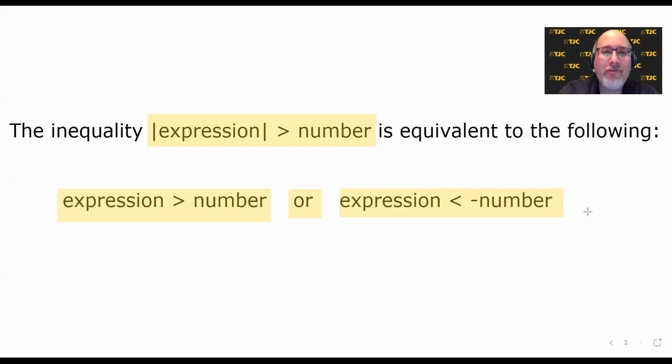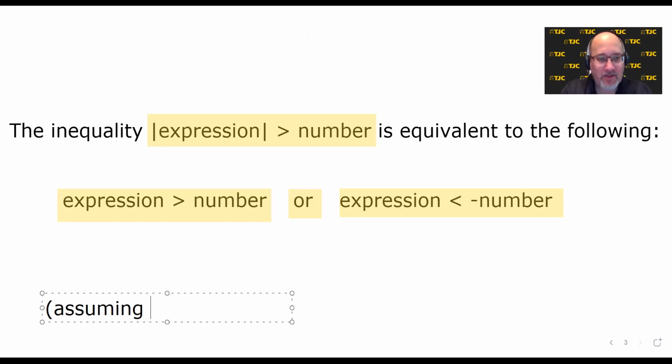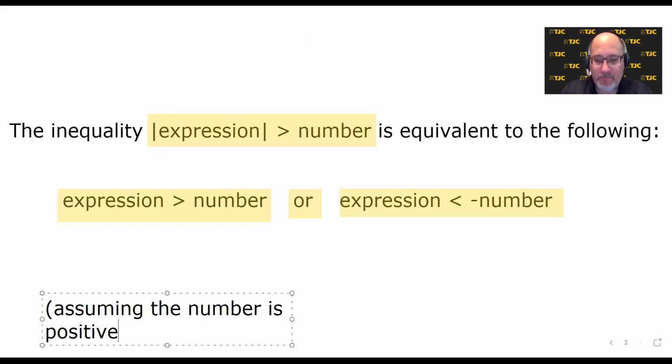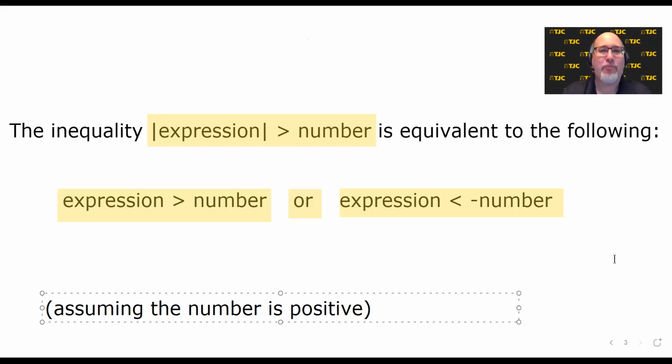So we can rewrite an absolute value greater than problem as an or compound inequality. And by the way, just as a reminder, all of these are assuming that the number is positive. If it's 0 or negative, it'll be special cases that we'll look at separately.